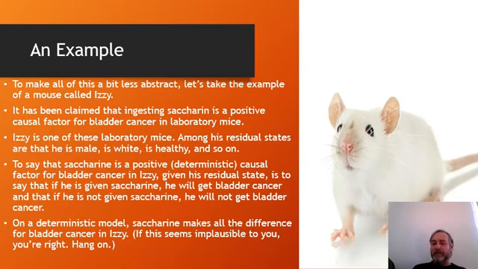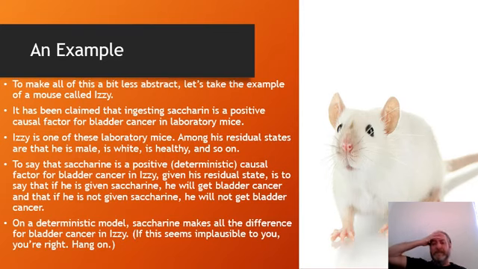So he's got a set of residual states. Let's say he's male, he's white, he's healthy, etc., right? So if we're trying to claim that saccharin is a positive, deterministic causal factor for bladder cancer in this individual, Izzy, given his residual state, what we're saying is that if we give Izzy saccharin, he's guaranteed bladder cancer. And if we don't give him saccharin, he's not going to get bladder cancer. So again, on this deterministic model, saccharin makes all the difference as regards bladder cancer in Izzy, right?